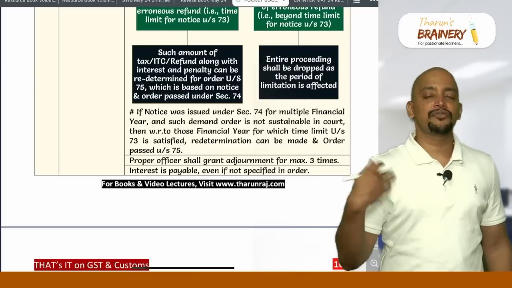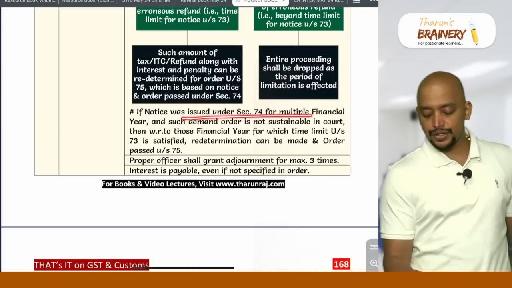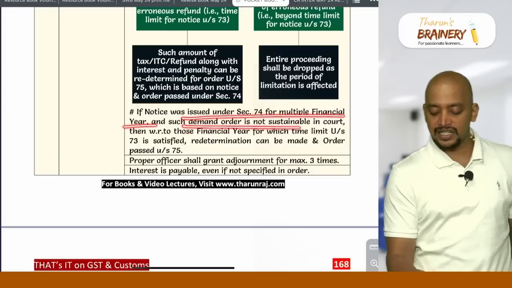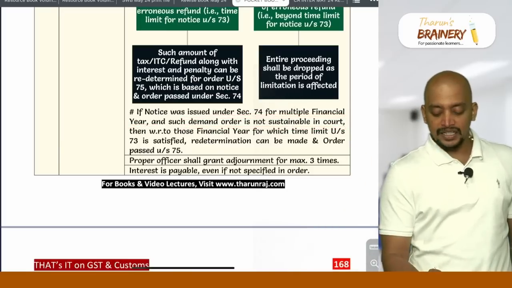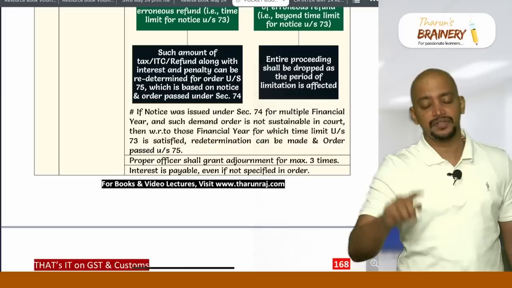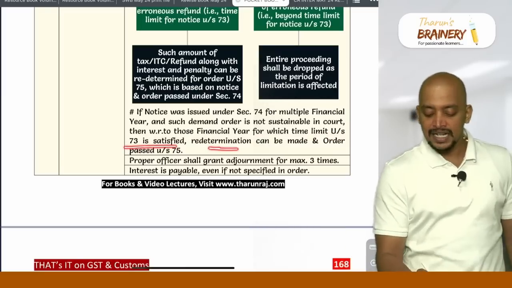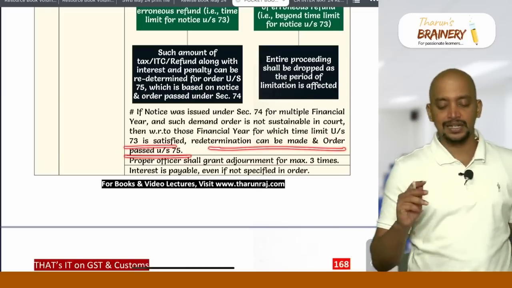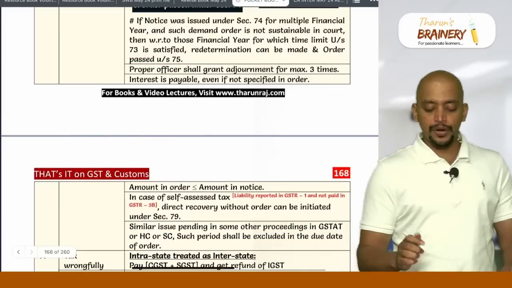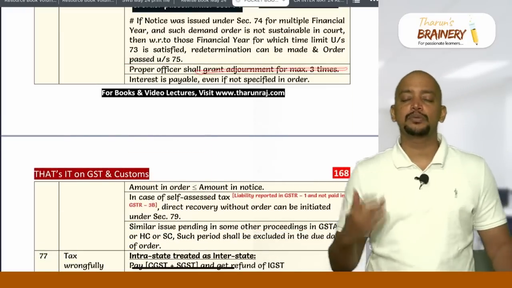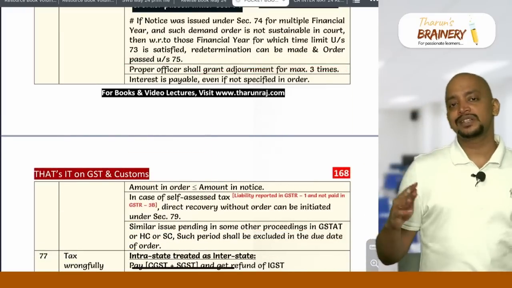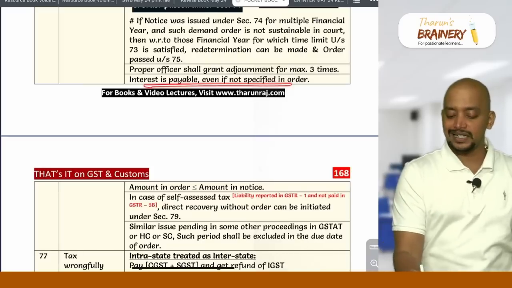So if the charges of fraud are not proved, and the notice was issued under 74 for multiple financial years, and such a demand order is not sustainable in the court, then with respect to those financial years for which the time limit under 73 is satisfied, redetermination can be made and an order passed under section 75. Then the proper officer shall grant adjournment a maximum of 3 times. So 3 times is the maximum adjournment that is possible.